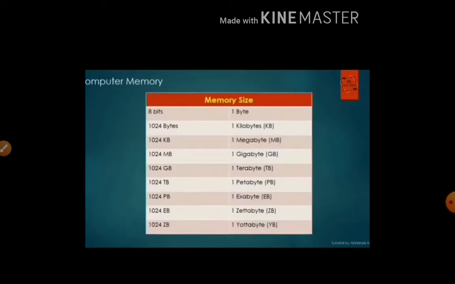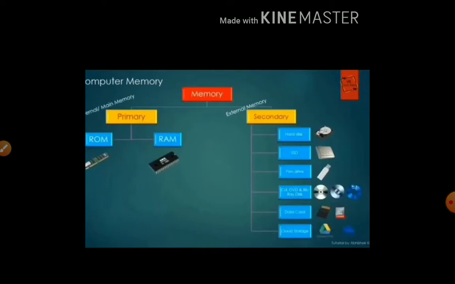Here you can see that 8 bits is equal to 1 byte. 1024 bytes is equal to 1 KB and 1024 KB is equal to 1 MB. So this is a memory size chart. Bit stands for binary digit. It is the smallest unit of information and can store only one bit, either 0 or 1 at a time.